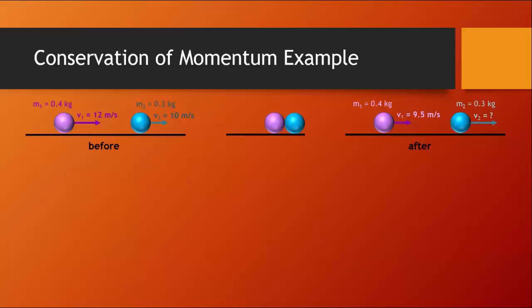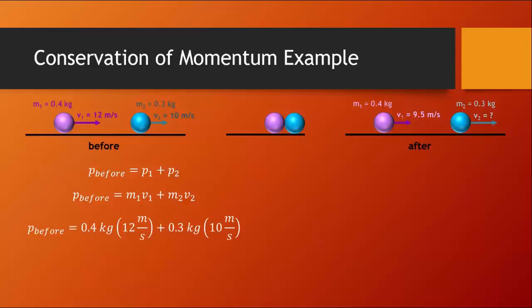Let's try to solve this methodically and look at one part of this problem at a time. Let's start with the before side. Beforehand, the momentum of the system is just the sum of the momentum of each ball. We'll call them 1 and 2. So beforehand, we have a total momentum that is the same as the momentum of the purple ball plus the momentum of the blue ball, P1 plus P2. We could take an extra step here and write out the equation for the momentum of the purple ball and the momentum of the blue ball. It's just each one's mass times its velocity. And we can plug these numbers in. We know them. 0.4 kilograms at 12 meters per second plus 0.3 kilograms at 10 meters per second. And we find that before the collision, this system has a total momentum of 7.8 kilogram meters per second.